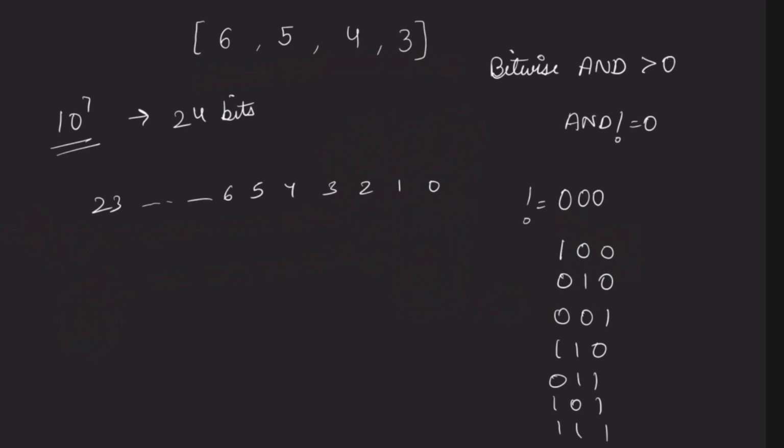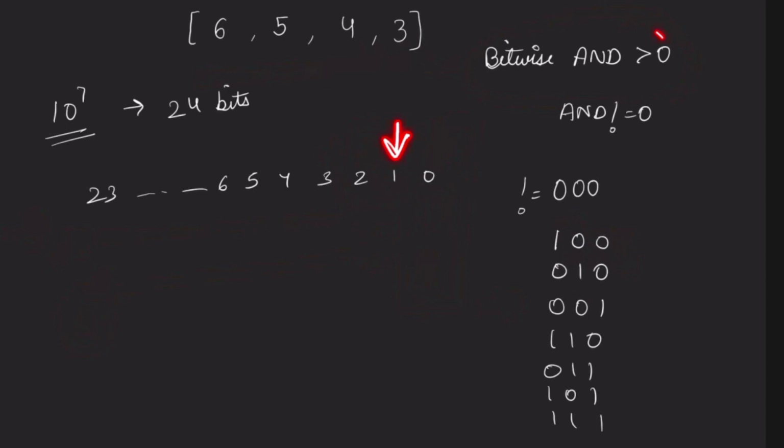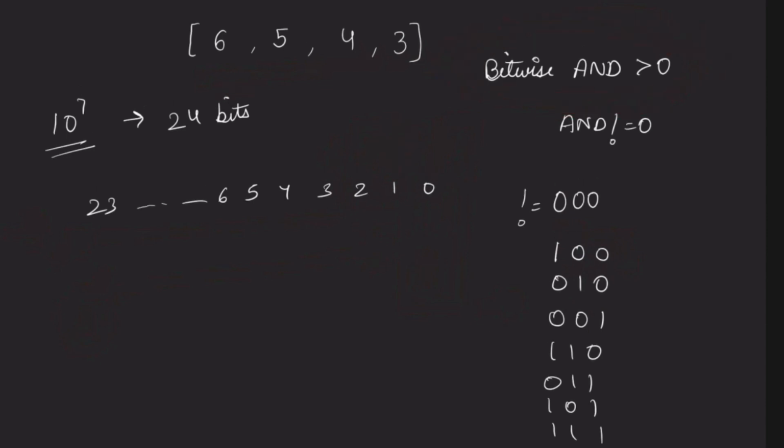If all of the numbers have their 0th bit set, then they will always give me a bitwise AND which is greater than 0, right? So I will count them. Again for the first bit, if all these numbers have their first bit set, they will always give me bitwise AND greater than 0. So you can identify this count for all these 23 bits, and for whichever bit you have the maximum number of elements, that number of elements is going to be your answer, right?